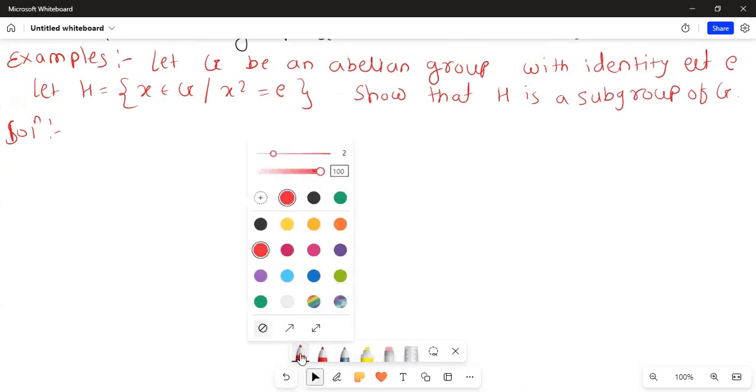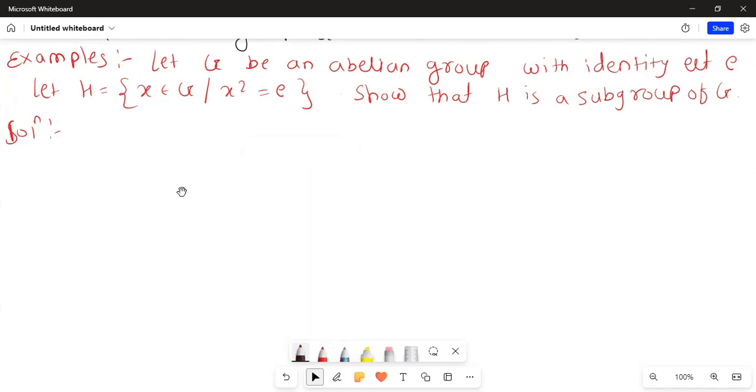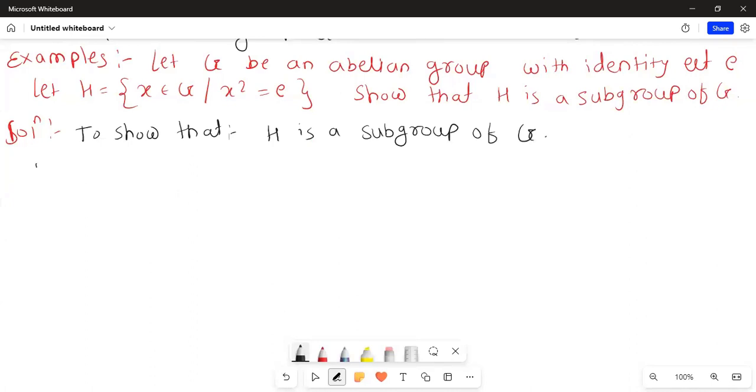पहले एग्जांपल फिर से देखते हैं क्या है. देखो, let G be an abelian group with identity element E. Let H equals X belongs to G, X square equal to E. Show that H is a subgroup of G. Then we have to prove H is a subgroup of G. To show that, क्या प्रूफ करना है हमें, H is a subgroup of G. That means to show that H is a non-empty set, that is E belongs to H.